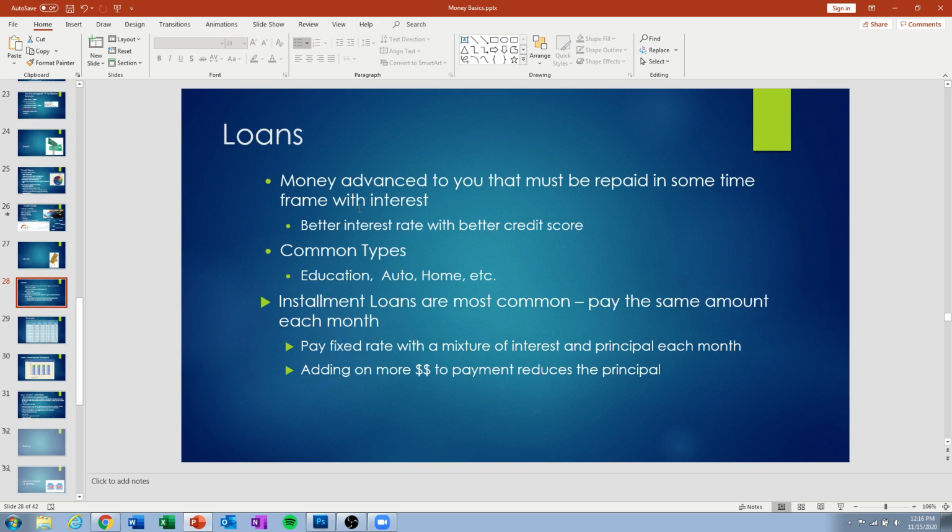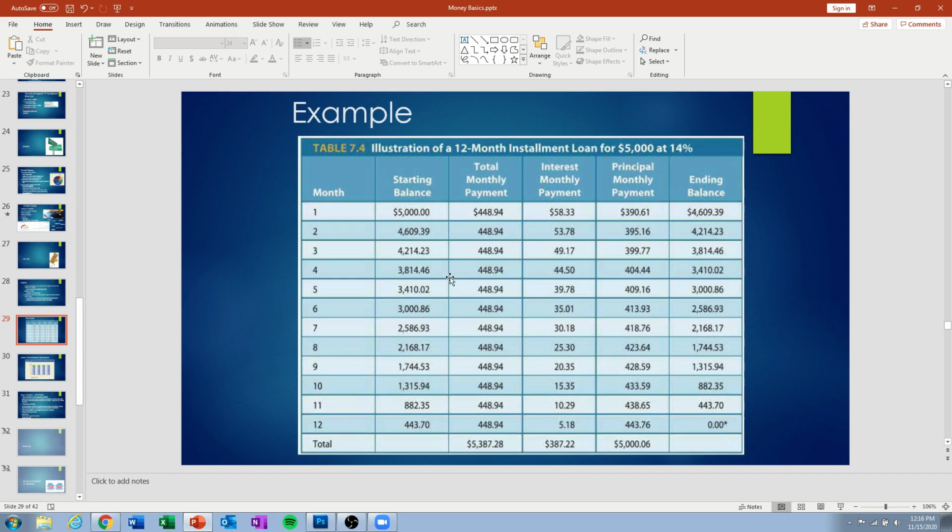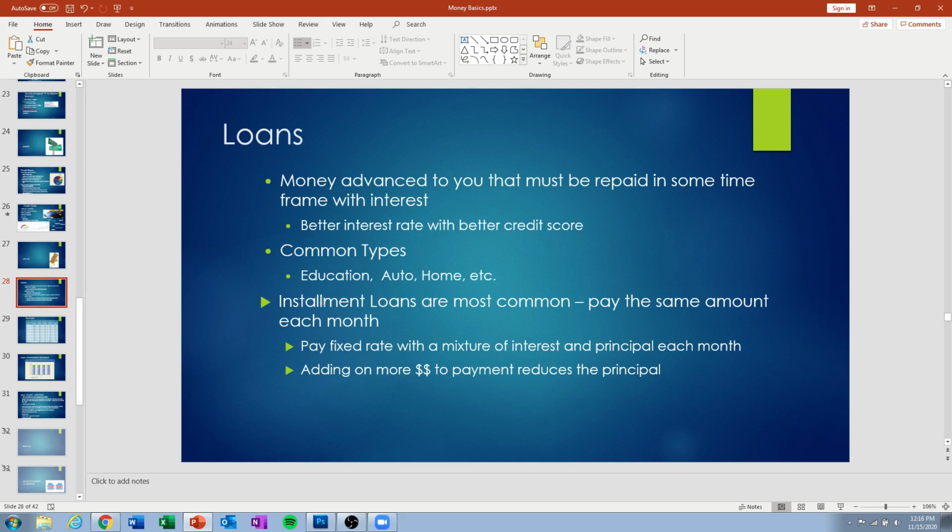Of course, you get a better interest rate if you have a better credit score. Some of the common types are education or student loans, auto loans, and home loans. Those are probably the most common. And then there are different types, like installment loans. Essentially, you pay the same amount each month. It's a fixed amount, and you pay a mixture of interest and principal. Principal goes towards that core $100,000, and the extra $10,000 you're charged in interest, a chunk of that goes with every payment that you make as well.